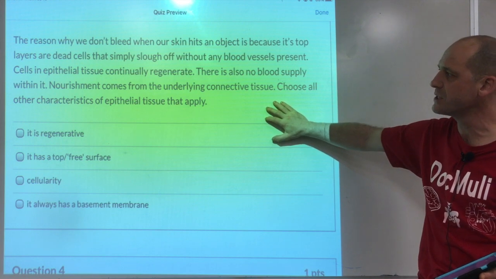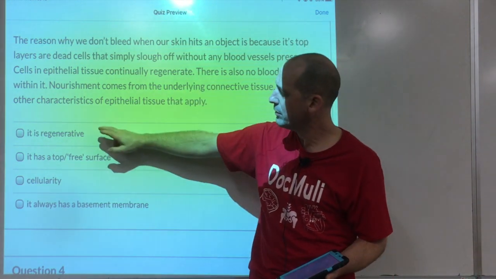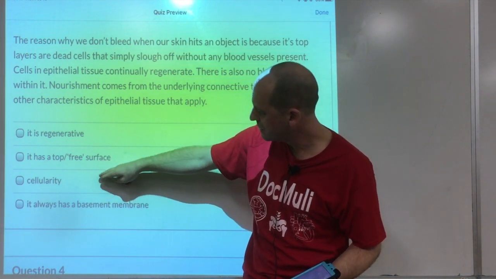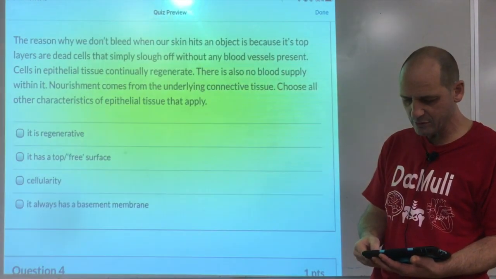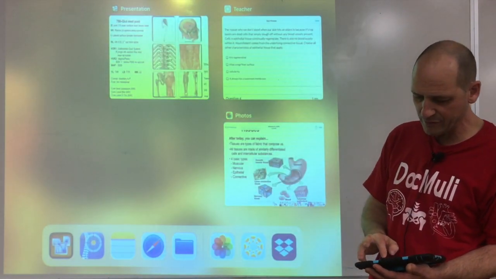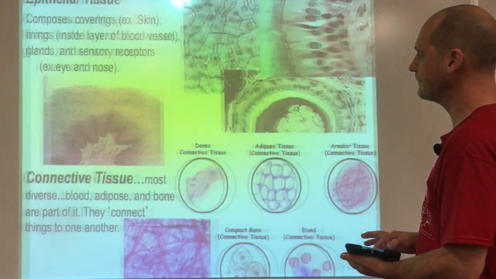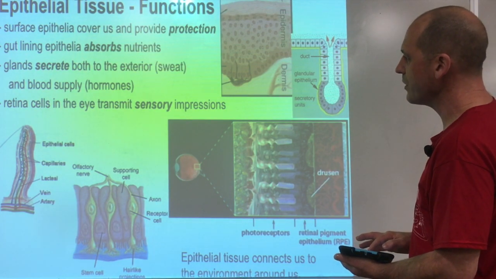Choose other characteristics of epithelial tissue other than avascularity. Yes, they're all there. So let's just look at the photograph here for a second.